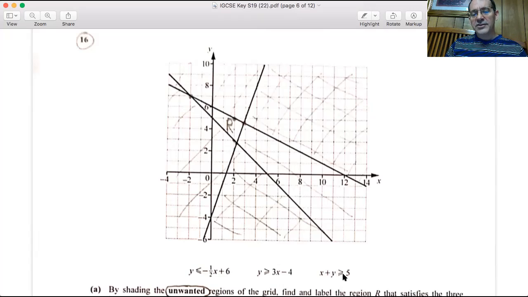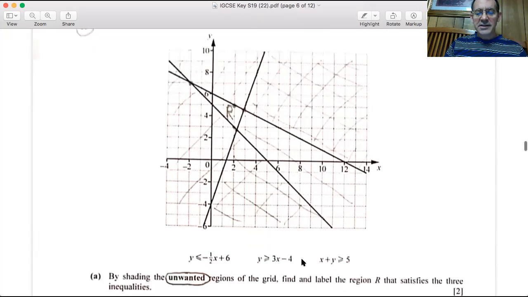The inequality says greater than. You're going to read it from the y variable. So y greater than, which would be above the line. So that means the unwanted is below. So here I've shaded perpendicular below the line because we don't want that.